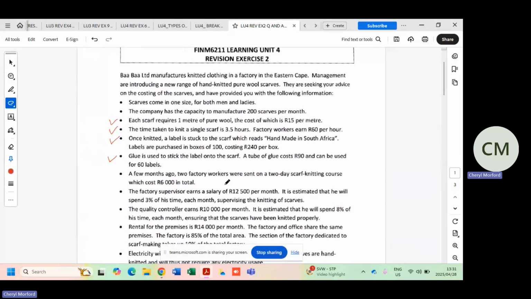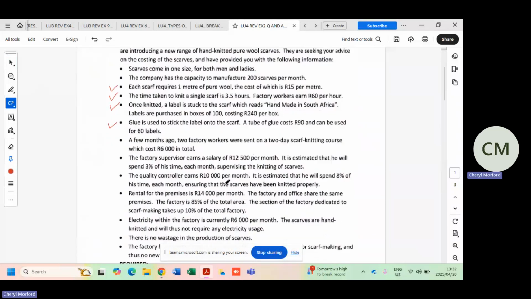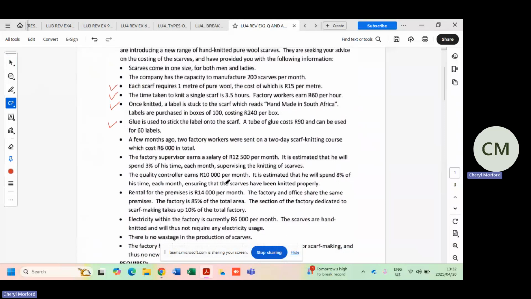Then we continue to read, and we see that a few months ago, not now, some of the workers were sent on a knitting course, and that cost 6,000 Rand. Okay. I want us just to have a look here at number 2.